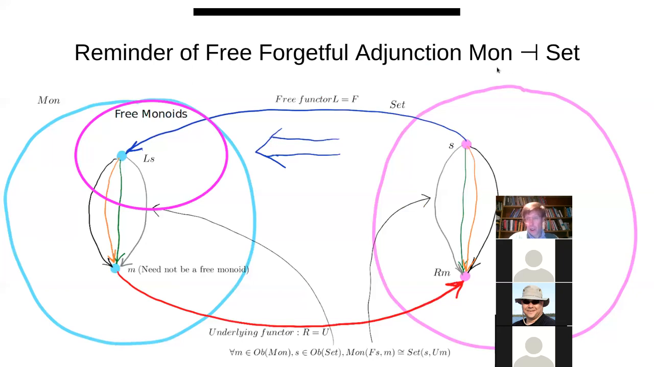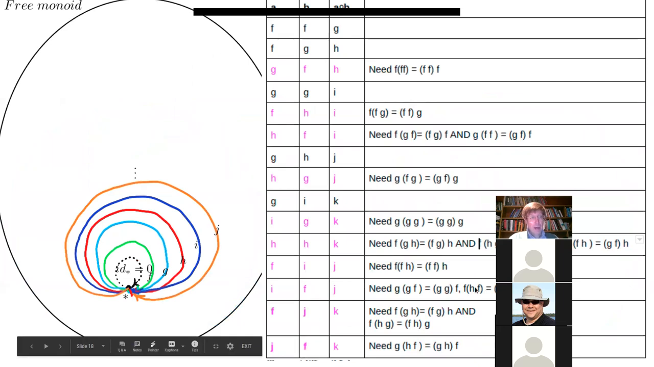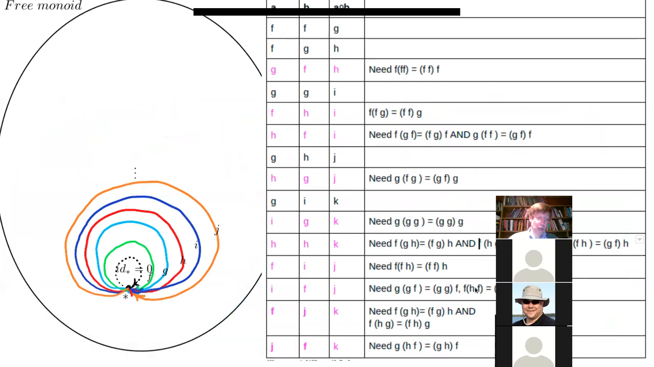And we write the adjunction like this: monoid is left adjoint to set, okay? This is called the left adjoint functor, and this is the right adjoint functor. Okay, now, last time I said, look, we talk about a free monoid, but if we really start to buckle down and get down to brass tacks and think about how free a free monoid can be, we find that there are actually some hidden constraints.